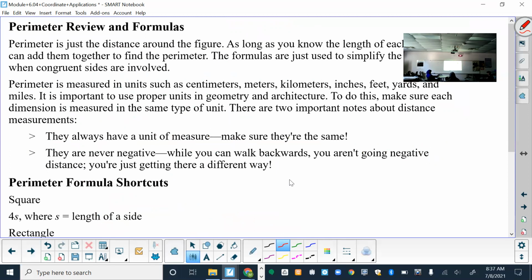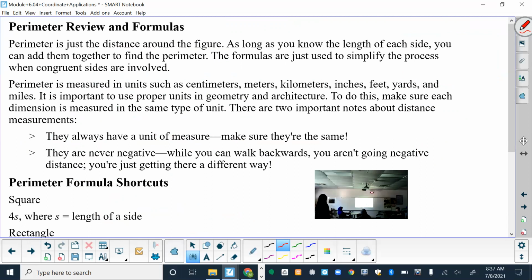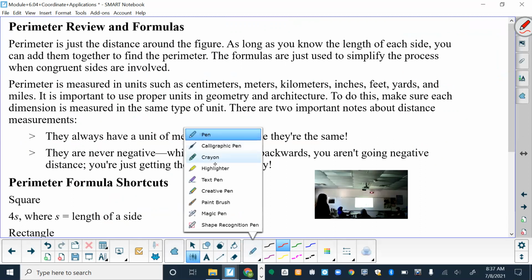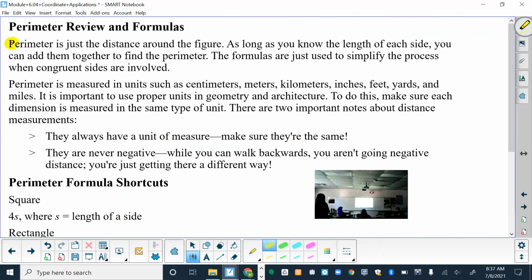Now we're going to talk about perimeter and area. All right, so a couple definitions if you want to highlight along with me. Perimeter of any figure is just the sum of all the side lengths. So perimeter is just the distance around the figure. Whether it has 10 sides, 3 sides, 4 sides, you're just adding up the side lengths. If you know the length of each side, you can add them together, or you can probably use things like the distance formula to figure out the length of each side.